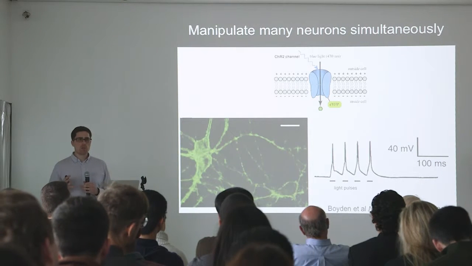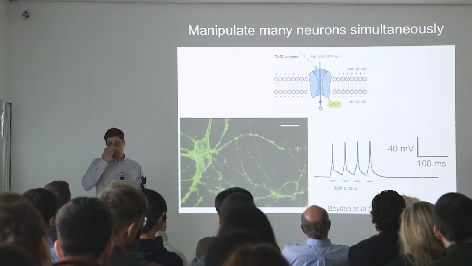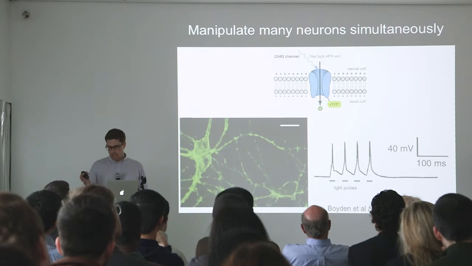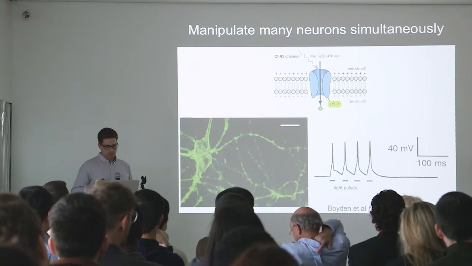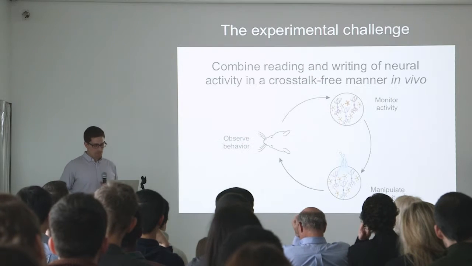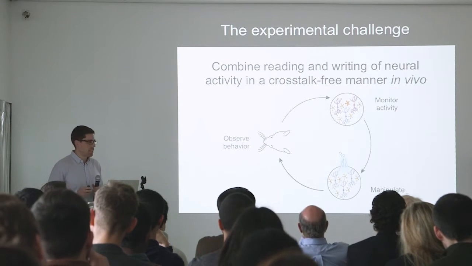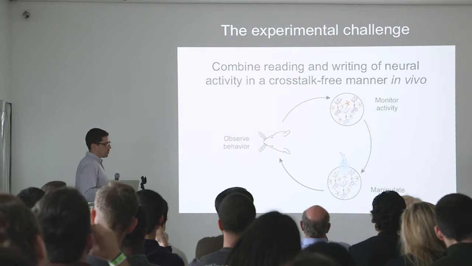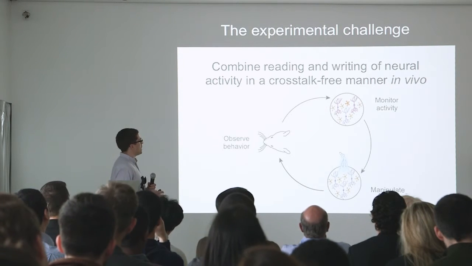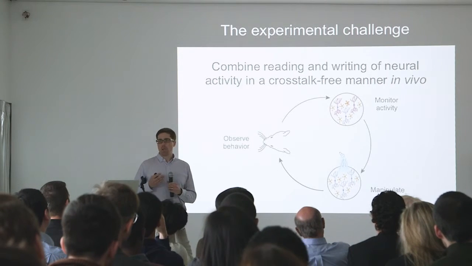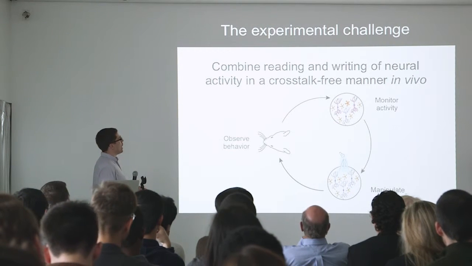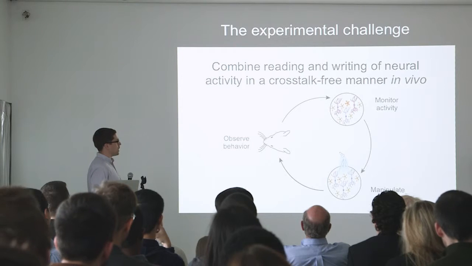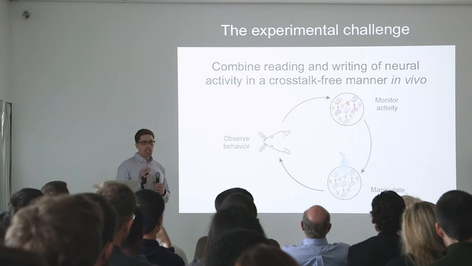So we've got these two twin revolutions in neuroscience that are really, I think, as Jeremy alluded to, opening up a lot of new doors in terms of analyzing brain activity. But there's still a big experimental challenge that we saw a few years ago when we were using these techniques, trying to combine them in one animal, in one experiment, maybe even in one moment. So can we combine reading and writing of neural activity in a crosstalk-free manner in vivo?